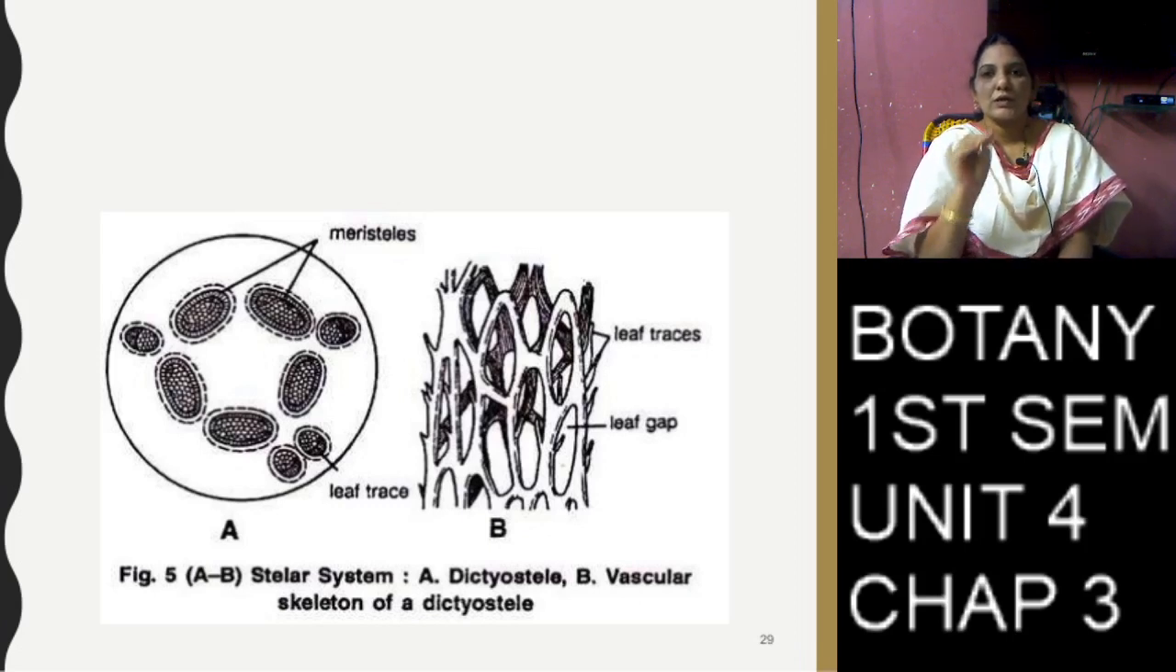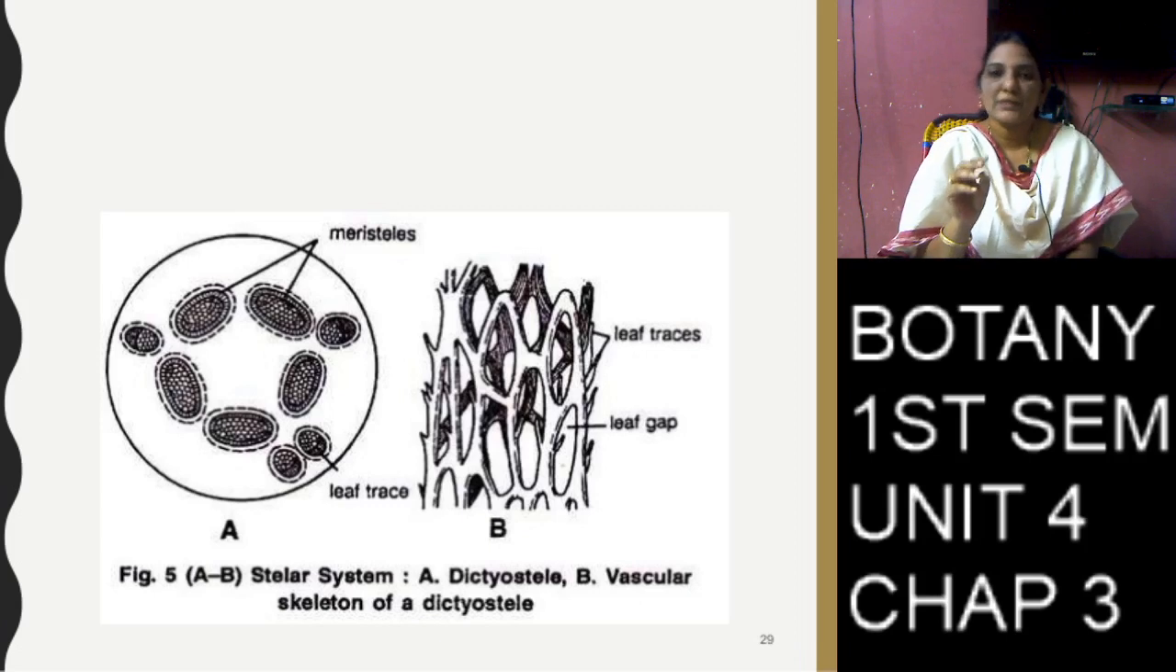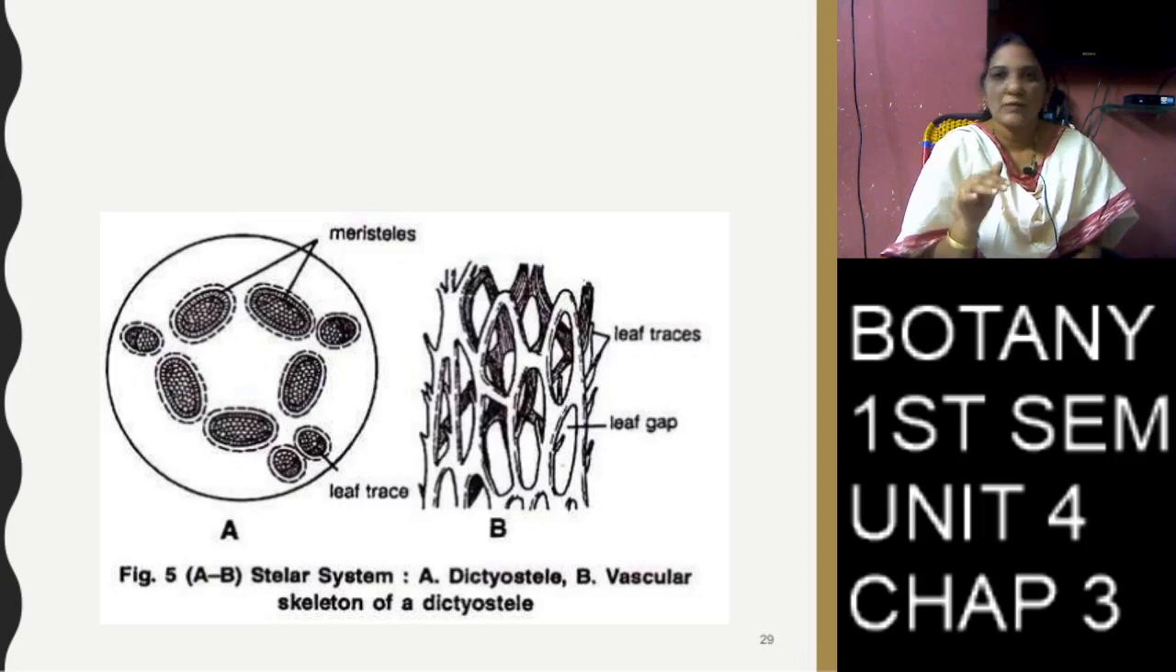So they have so many gaps. Which structure? I tell you once again. The middle part is called medulla, and the medulla is covered by the xylem, and the xylem is covered by the phloem, and the phloem is covered by the pericycle, and the pericycle is covered by the endodermis.